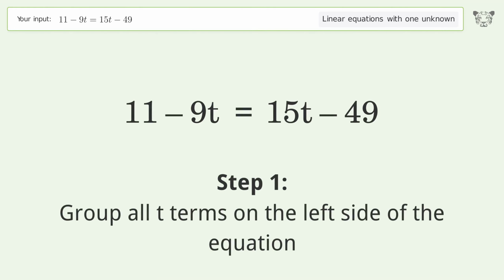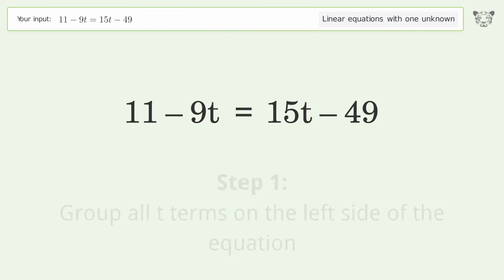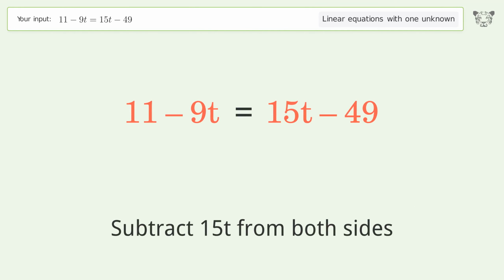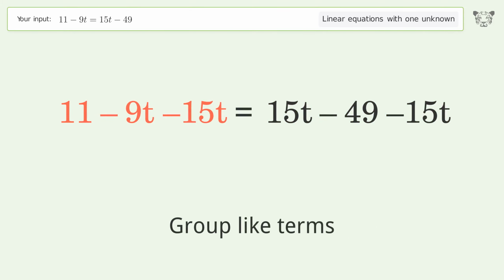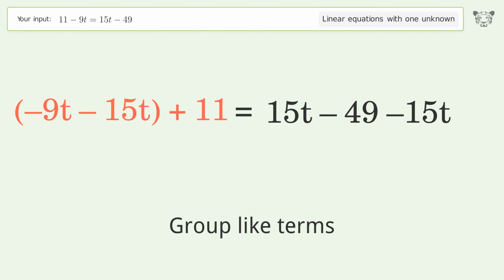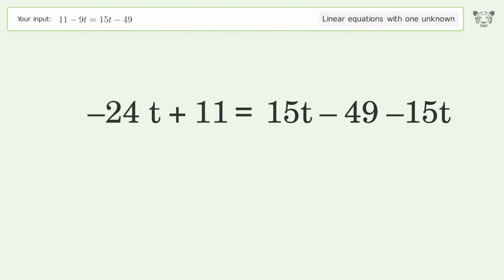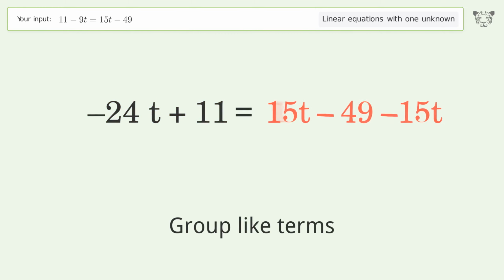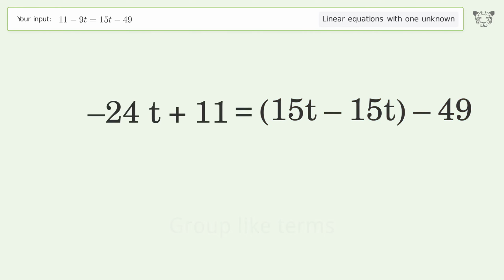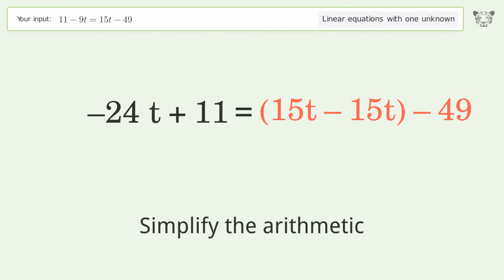Group all t terms on the left side of the equation. Subtract 15t from both sides. Group like terms. Simplify the arithmetic. Group like terms. Simplify the arithmetic.